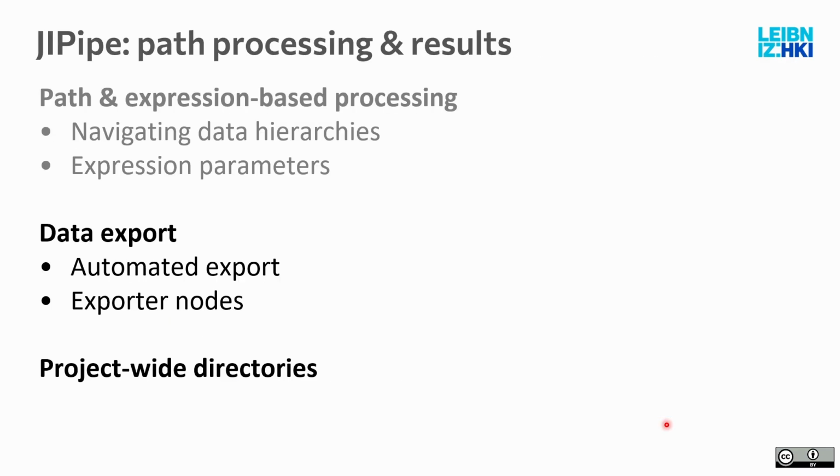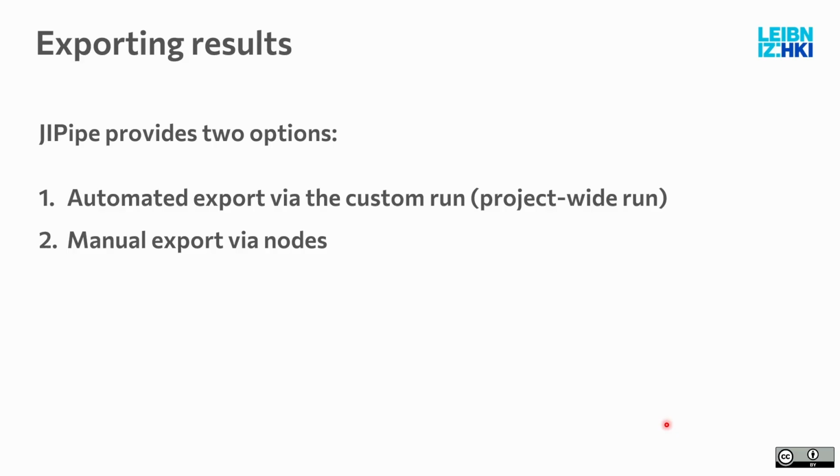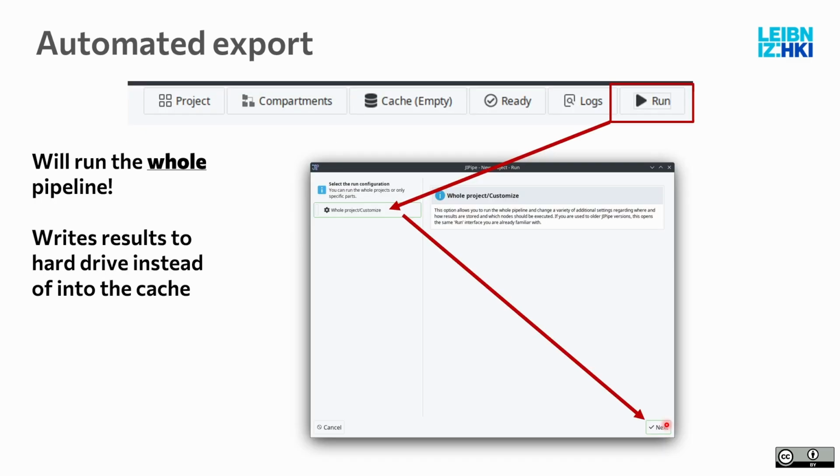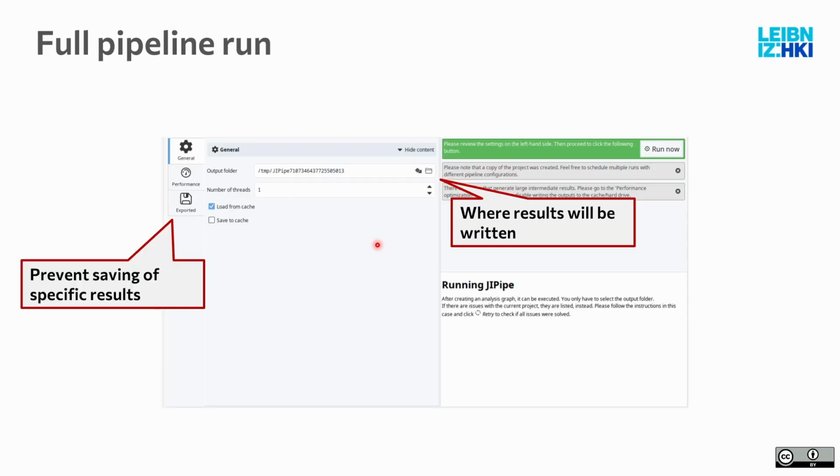And now I can finally explain to you how to export actually the result. JIPipe has two options in general to get things out: an automated way and manual way. The automated way is accessible via this global run button at the top right. If you don't have any compartments, it will offer you only this whole project customized one, where you can basically set up a storage to hard drive with the automated JIPipe exporter. It's very uncommon that you use these, but it's good to know that it is there.